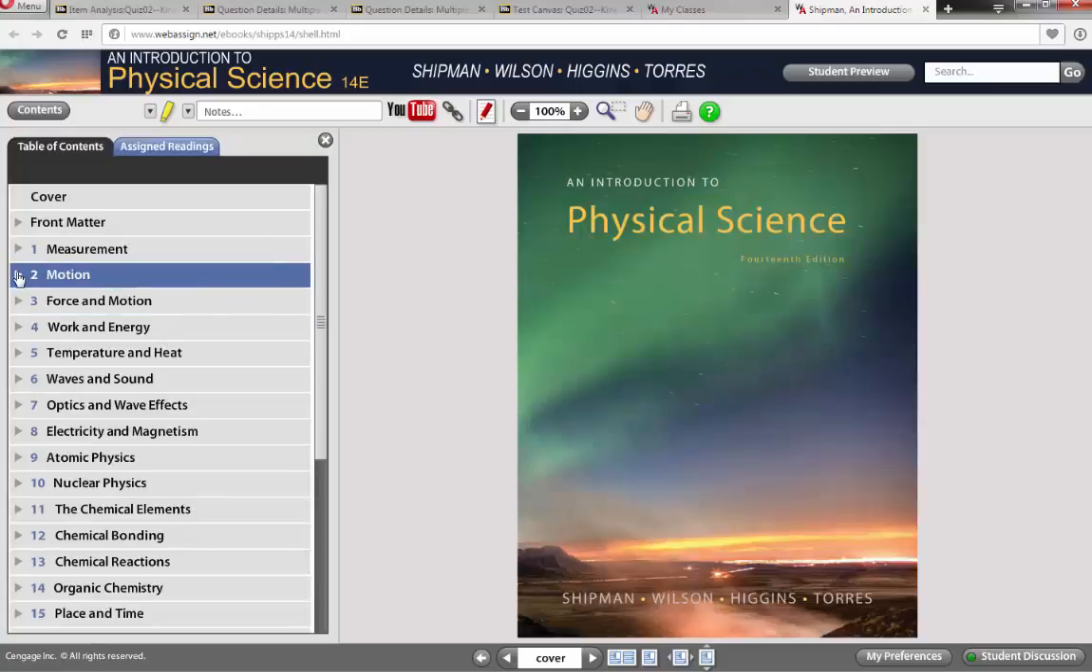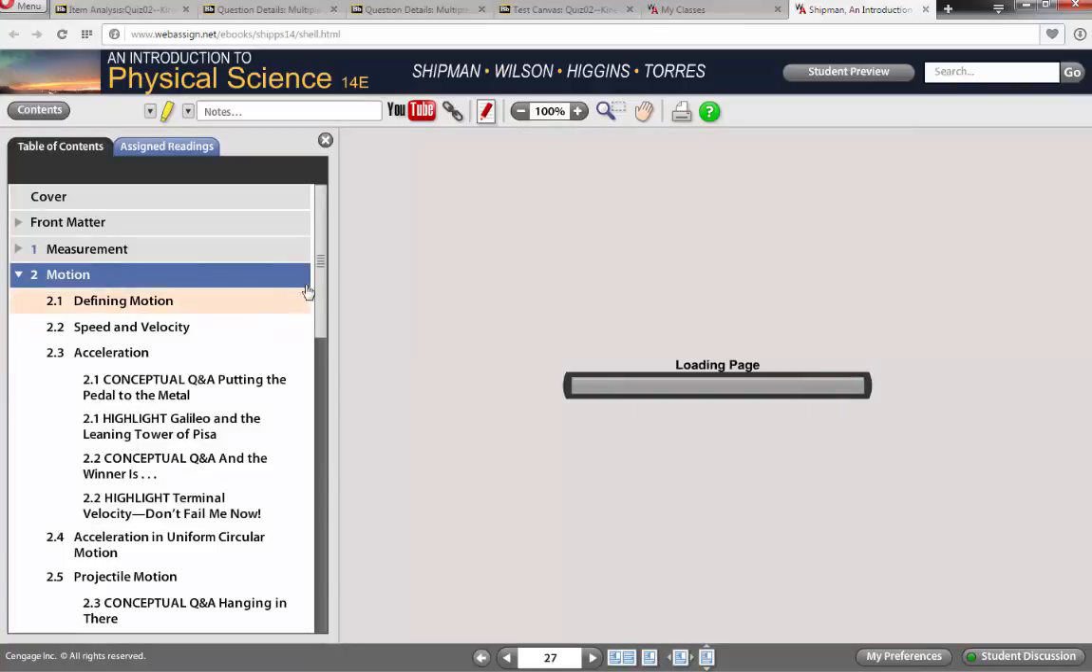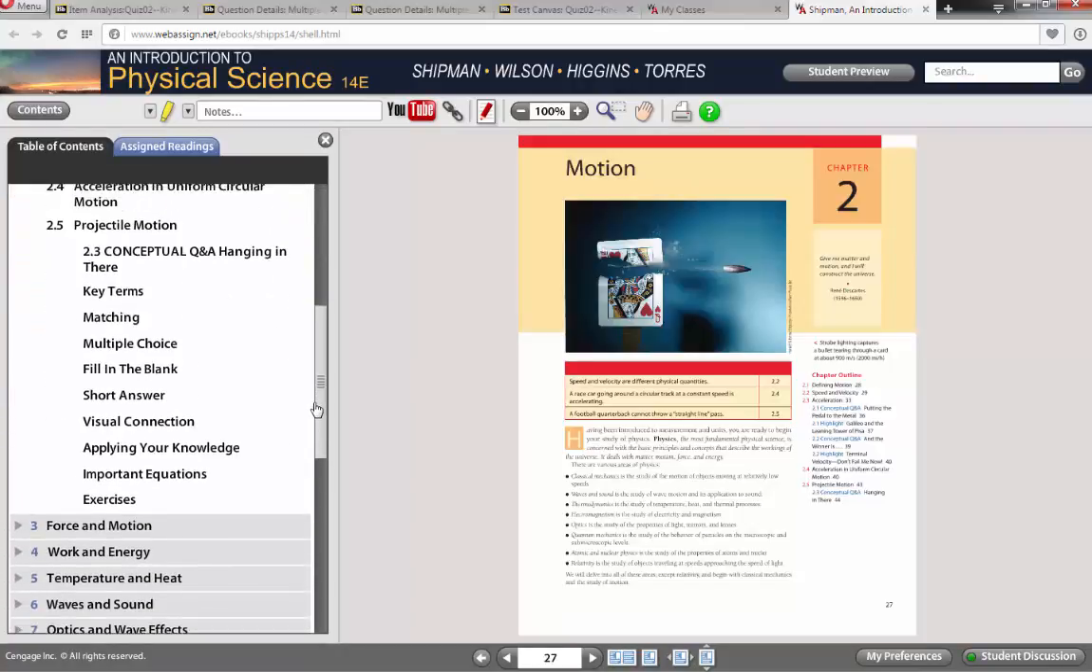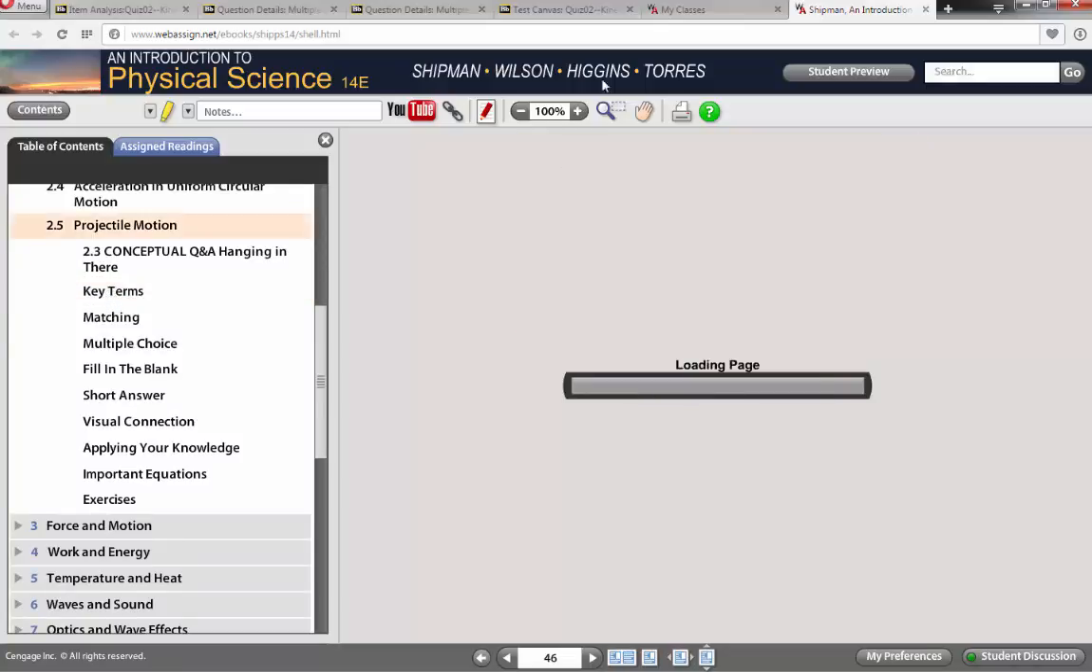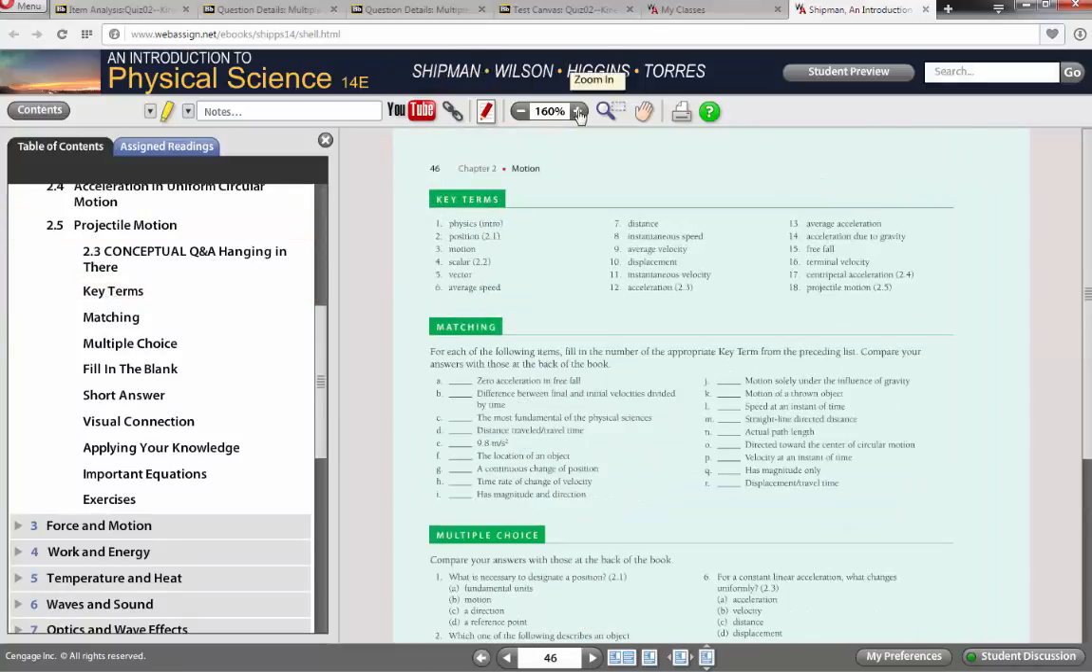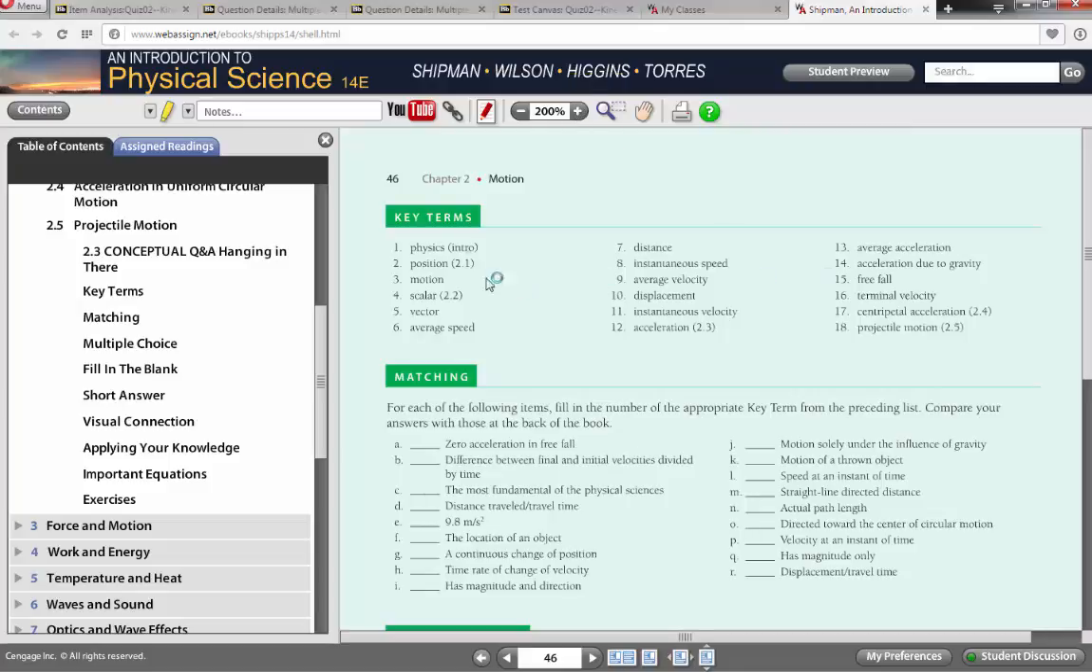So ebook, we'll open up the book, and it's going to take a little bit to load. We're in chapter 2 in this case, and I want the key terms. I'm going to zoom in just a bit so that we can actually see them. So this is what the key terms and matching would look like. Number 16, that was the terminal velocity. If I was not going to modify it, I would give you options A through R. So that's why all key terms are modified on my quizzes.